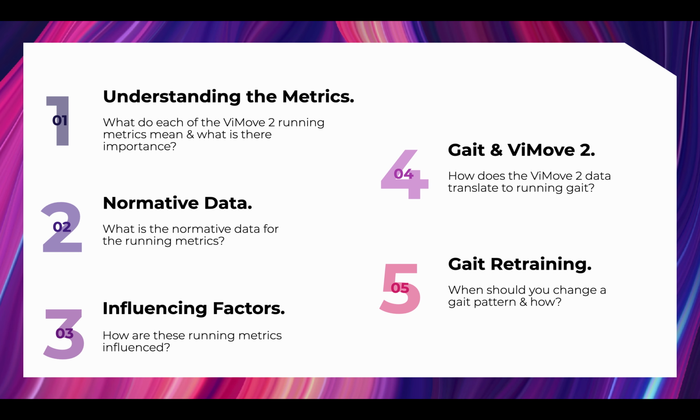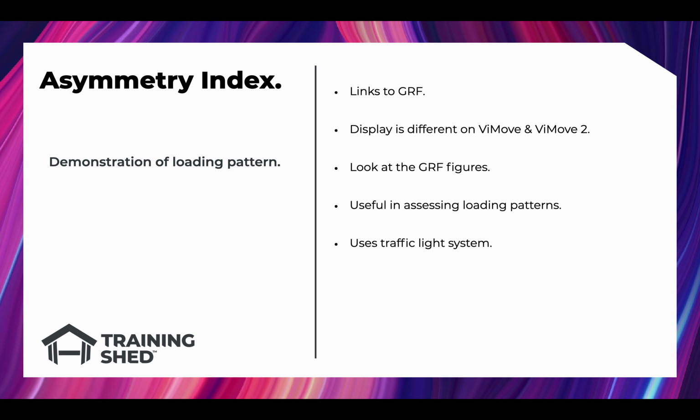This is only a very brief part of this particular webinar. As I said, we're going to cover the gait retraining and the gait analysis in more detail in the second webinar. Today's one is very much more focusing on the gait and VMove 2. So without further ado, we're going to move on to the first metric, which is asymmetry index.